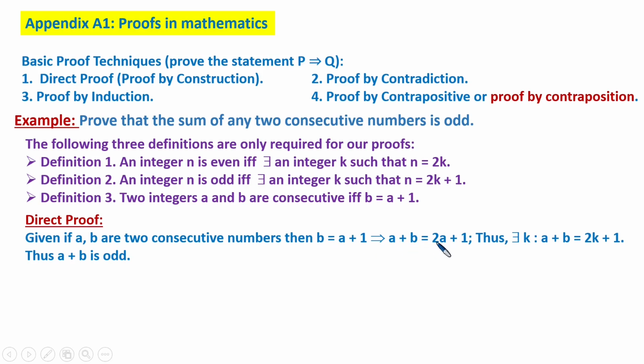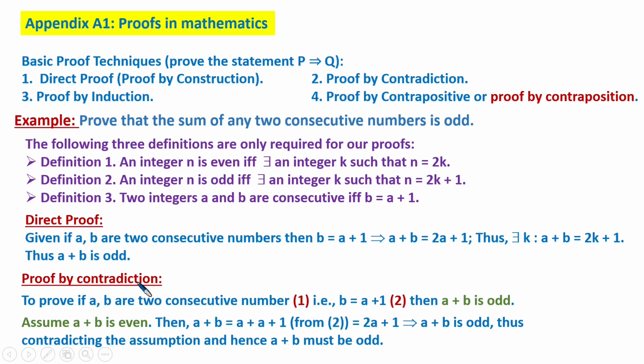So a plus b will become 2a plus 1. Thus there exists k such that a plus b is equal to 2k plus 1. So in this case your k is what? A, actually. So a plus b is an odd number. So this is a direct proof. Now in some cases this is a simple one, but in some cases it's complicated to prove by the direct method. You use proof by contradiction, which we will see as we progress in this lecture.